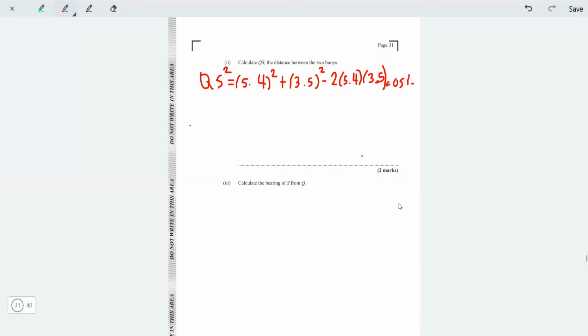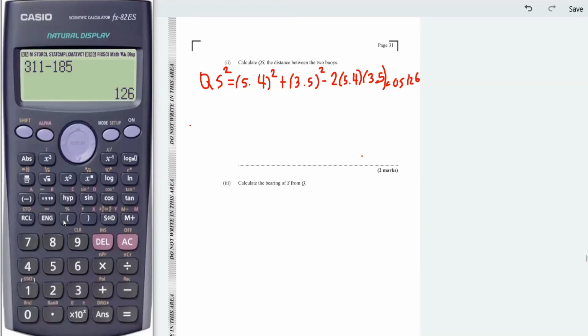So now we're going to put all of this into our calculators. So let us go, be excited. 5.4 squared plus 3.5 squared minus 2 times 5.4 multiplied by 3.5.